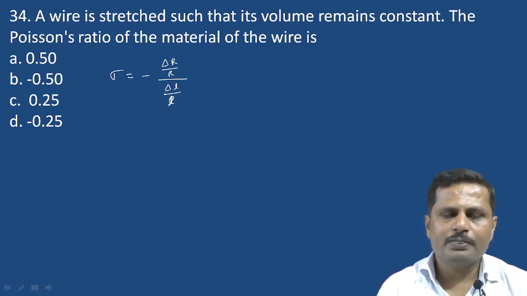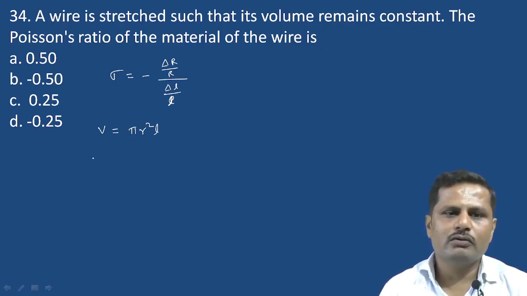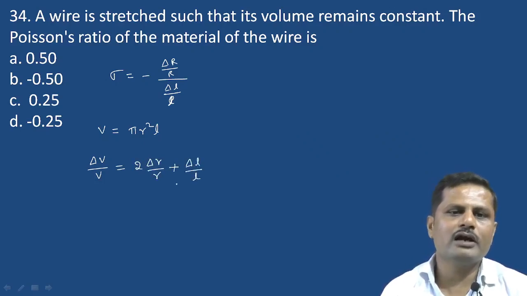Whenever the wire is stretched, let me assume that it is cylindrical. For a cylindrical wire, the volume is equal to pi r square L. Whenever we stretch it, there will be a change in the volume, a change in the radius, and a change in the length. So we can write that the change in the volume divided by the original volume is equal to 2 delta r divided by r plus delta L divided by L.